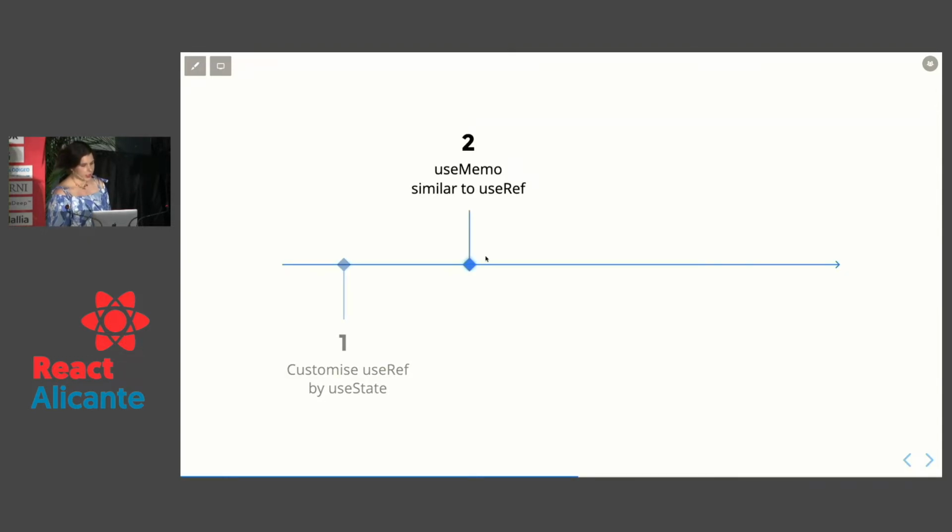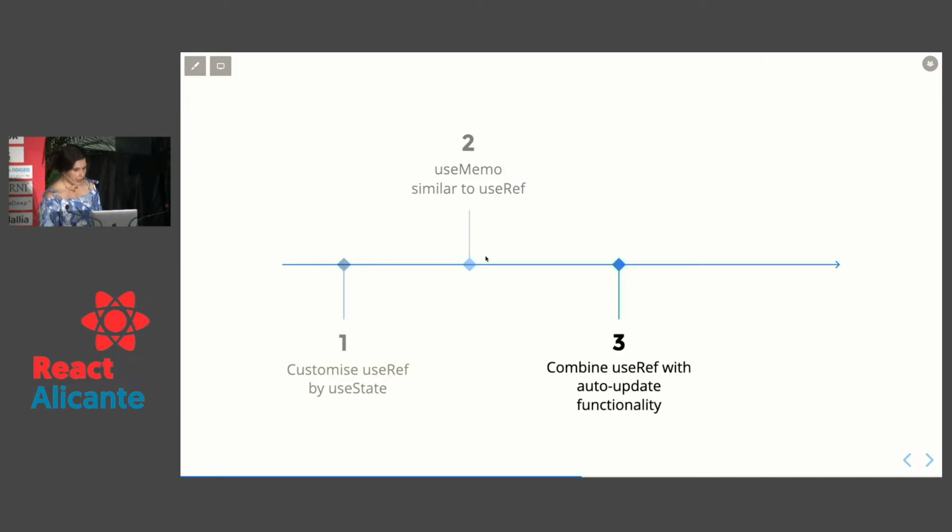Next step, we understand that useRef is similar to useMemo because we wrote our own shallow compare function. Also, we combine useRef with automatic updating. And what about useCallback?